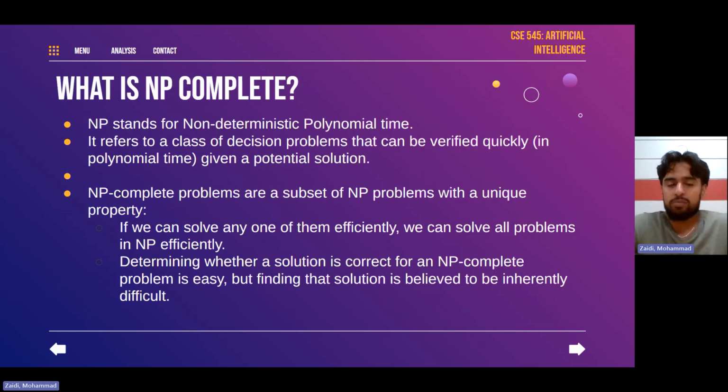Now, first, we're going to talk about what exactly is NP and NP complete, and what type of problem this is. So NP stands for non-deterministic polynomial time, and it's a type of decision problem that can be verified quickly in polynomial time given a potential solution.